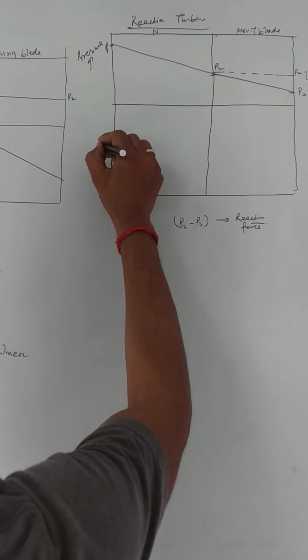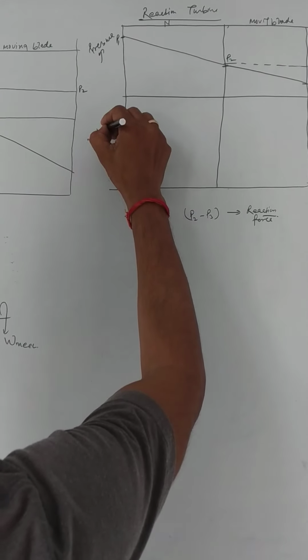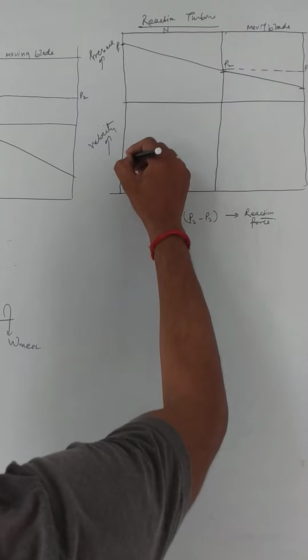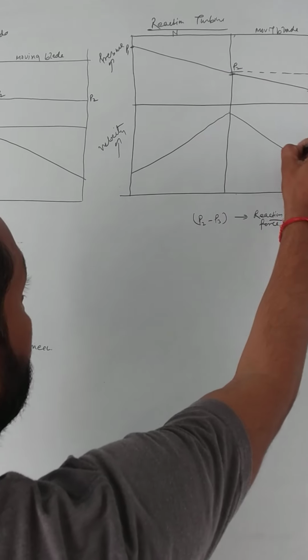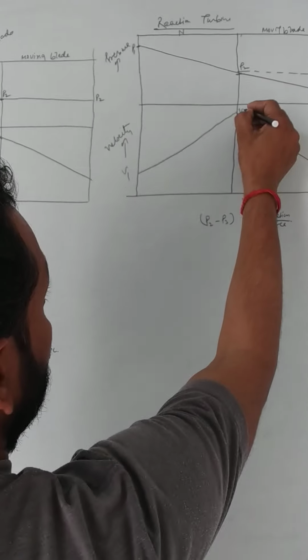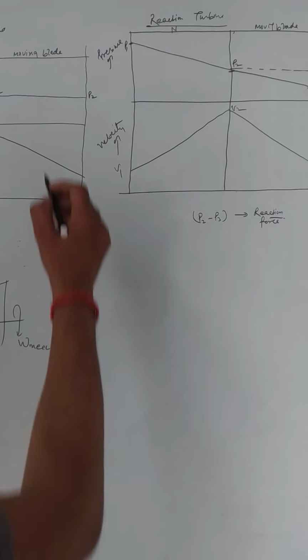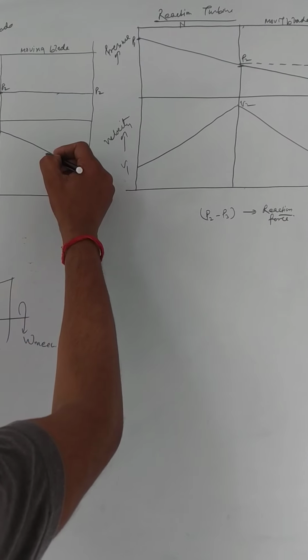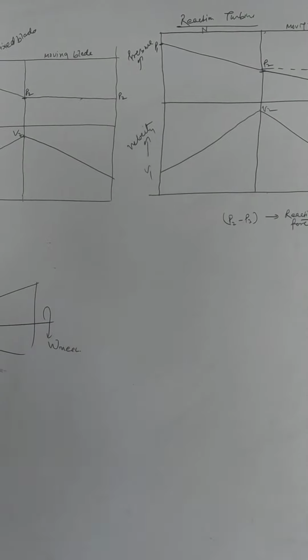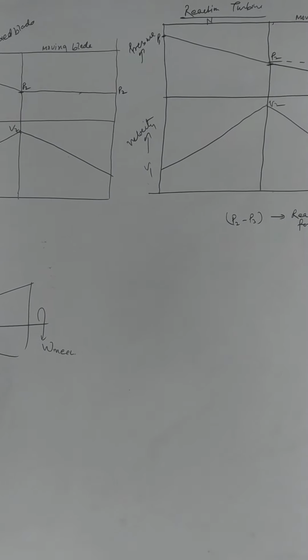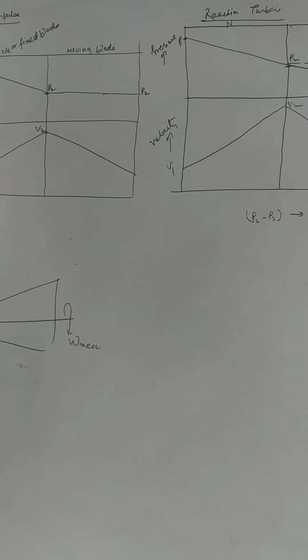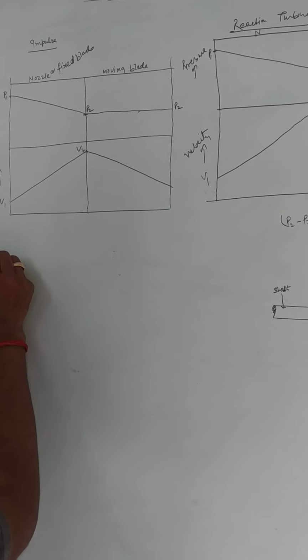The velocity distribution is similar, because as the pressure drops, velocity increases, and again velocity decreases. V1, V2. This is a pressure curve, this is a velocity curve, this is the pressure curve in the different impulse and reaction turbines.